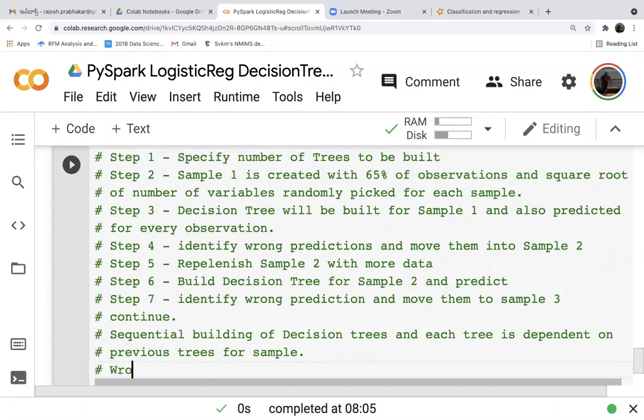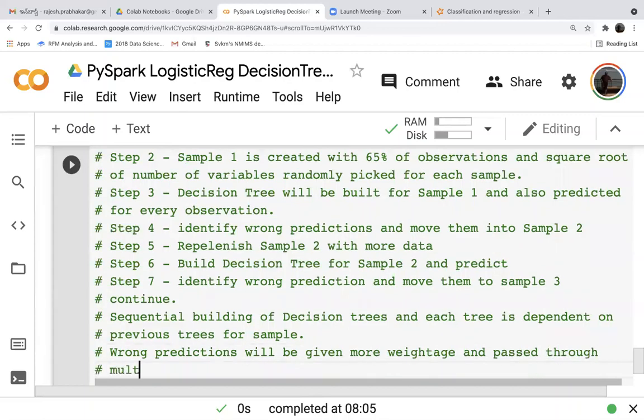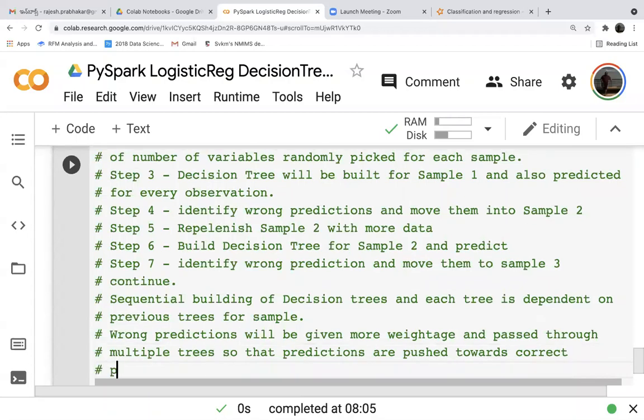Another thing is wrong predictions will be given more weightage and passed through multiple trees so that predictions are pushed towards correct predictions. So this is the purpose of the algorithm. All of those things remain the same.